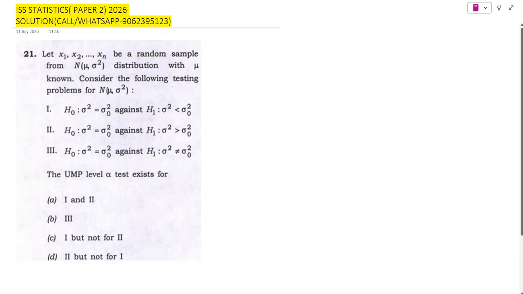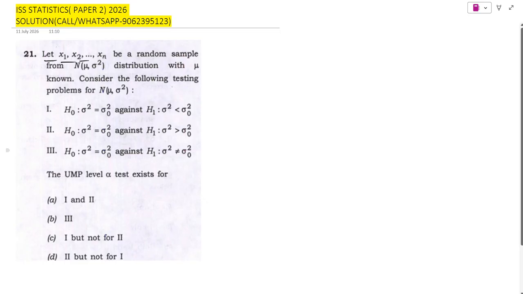Today's question beautifully tests your understanding of the uniformly most powerful test, one of the most important topics from the Neyman-Pearson framework. Instead of memorizing the answer, let's understand the underlying logic. Once you understand the concept today, you will be able to solve many similar questions in future examinations. So first, read the question.